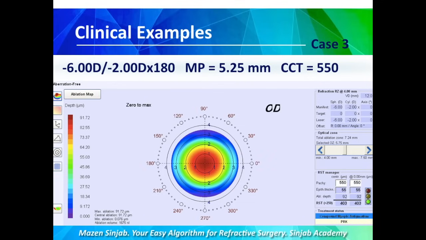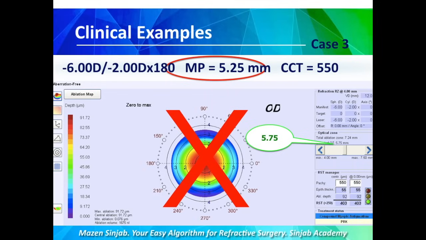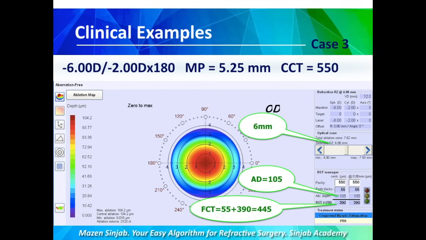If we simply add 0.5 millimeter to the mesopic pupil for an optical zone to be 5.75, this is not accepted because it is below 6 millimeter. And if we adjust the optical zone to be 6 millimeter, the ablation depth will be 105 microns, and the final corneal thickness will be 445 microns, and PRK will be accepted.